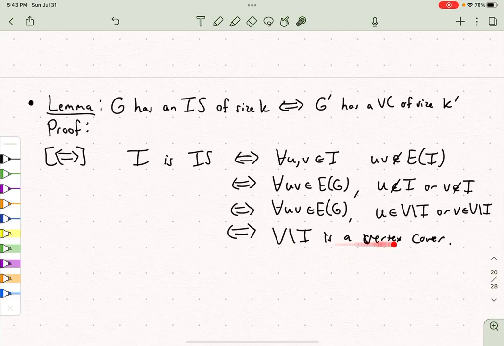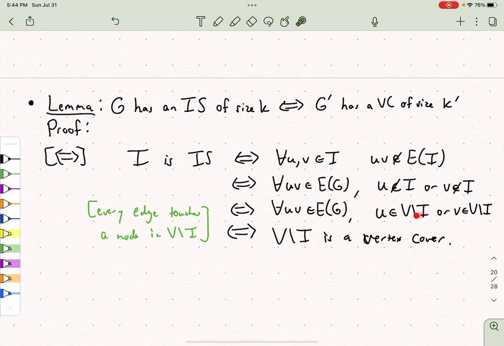So here, remember, a vertex cover says for every edge in the graph, either one of its endpoints is in the cover. So it's touched by one node in the cover. So here, for any edge, we know either u is in it or v is in it, which means every edge touches a node in V minus I. That's what that's saying.